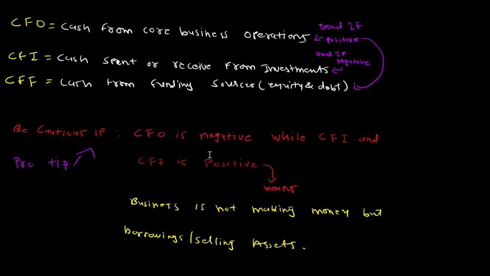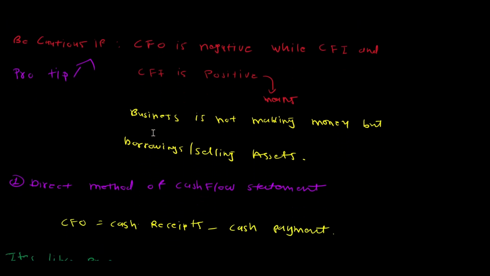So in this case, if cash flow from operations is negative, the business is not making money but borrowing and selling assets. It means the company's core operations are in loss and the company is getting cash from selling its assets and other funding sources. So the company might be in serious trouble if you find this type of cash flow statement. So be cautious.